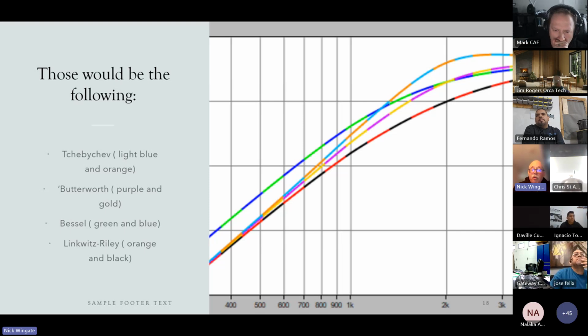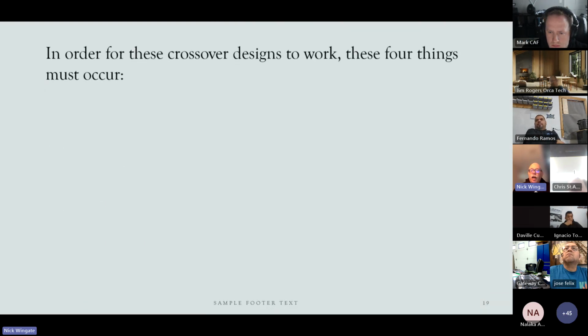Bessel is very similar to Butterworth. If you take a look at the green and the blue, and then you take a look at the purple and gold, you can see that they're really similar in how they work and design. Using a Bessel, again, I haven't used a Bessel in probably 5 years. You can try it, and I do encourage you to try all of them and listen to them. But for me in car audio, I have found that Butterworth and Linkwitz-Riley work best. And so for the following, we're going to concentrate on using Butterworth and Linkwitz-Riley.